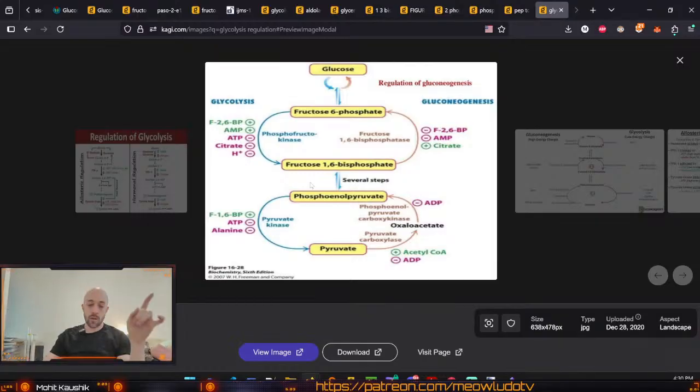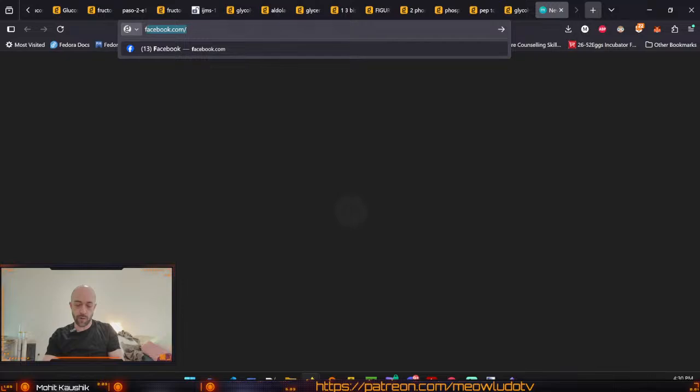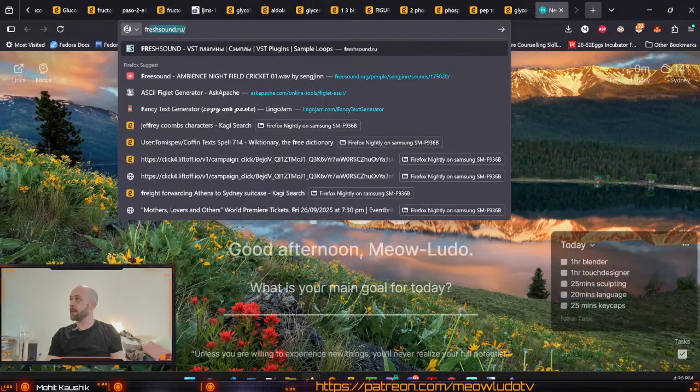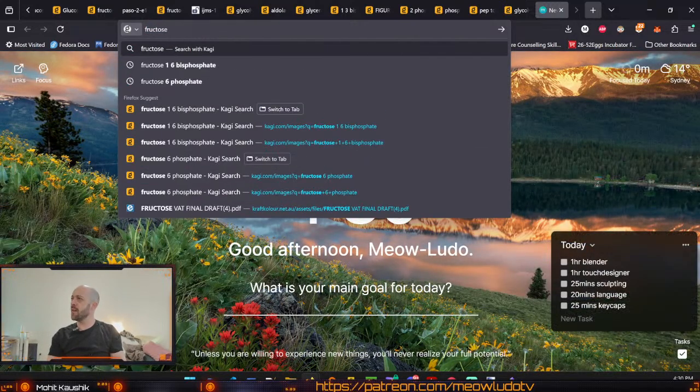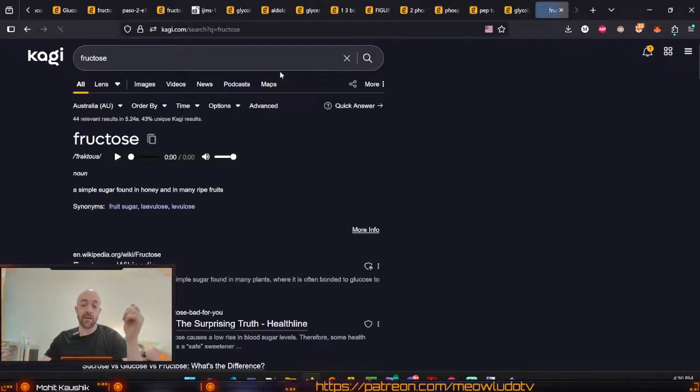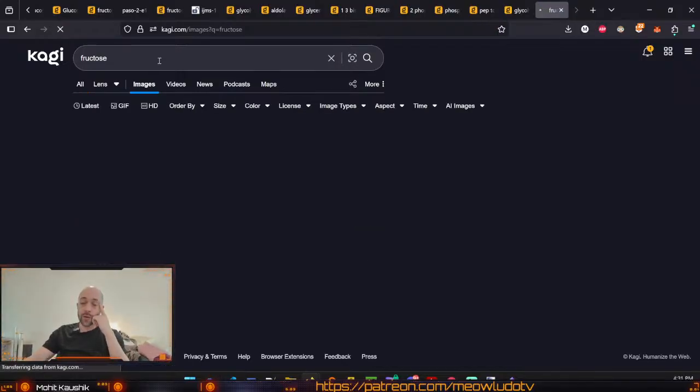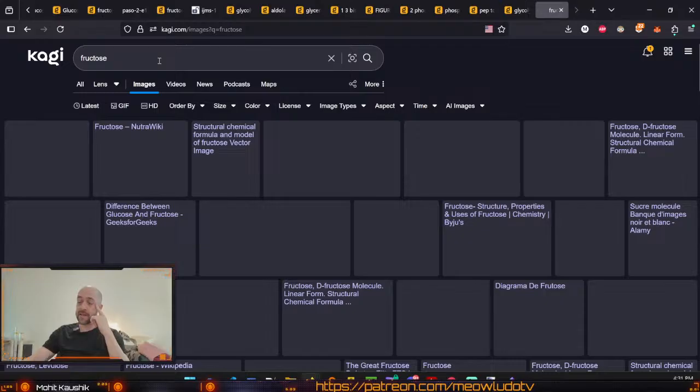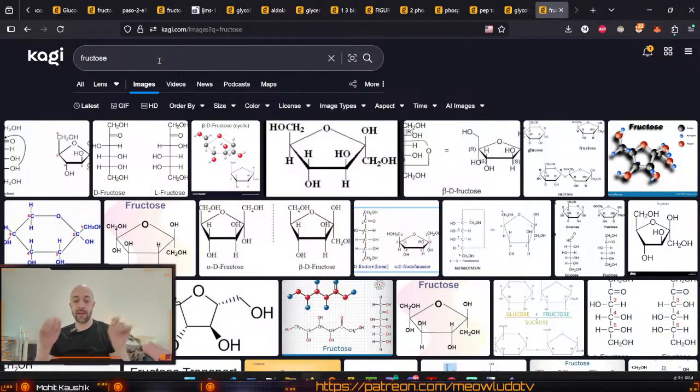Okay. So what is fructose, and where does it enter? So we know we can eat glucose, but we can eat fructose as well, right? So if we eat high fructose corn syrup, or fructose in general, which is in fruit, it's a type of sugar that enters the glycolysis pathway at a different point.